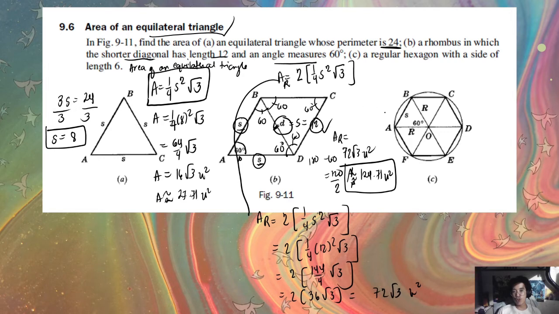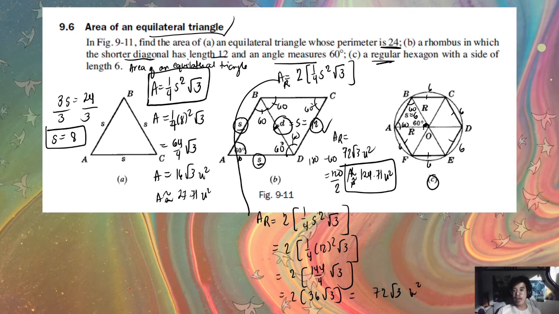Okay, so for the third one, letter C, we have here a hexagon. Now on this hexagon, we have a central angle, an angle at the center of the hexagon that measures 60 degrees. And according to the given, it has a side length of 6. It's a regular hexagon. So if it's a regular hexagon, that means all of its side measurements should be the same. And that means this regular hexagon is also forming 6 equilateral triangles. If this is 60, this is also 60, this is also 60.